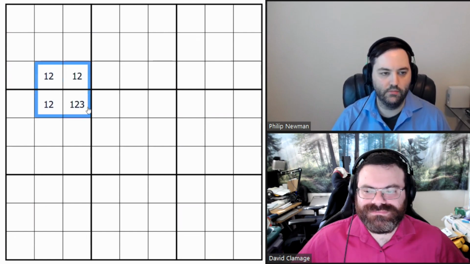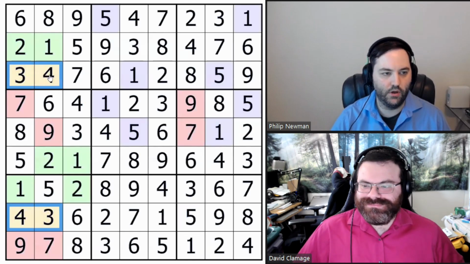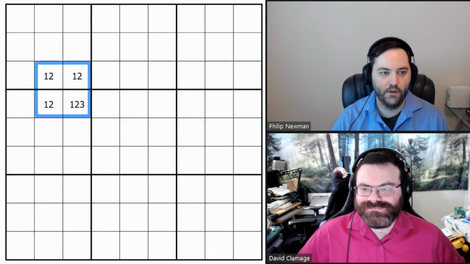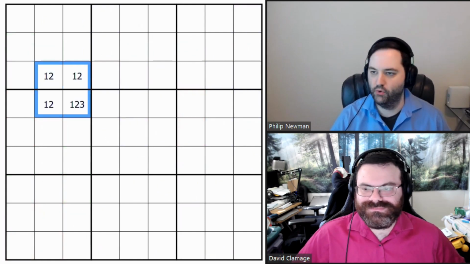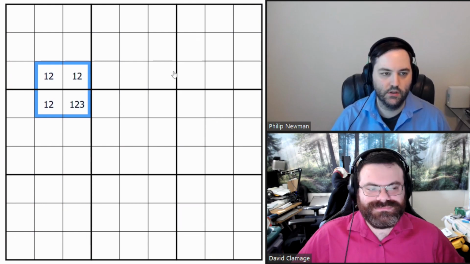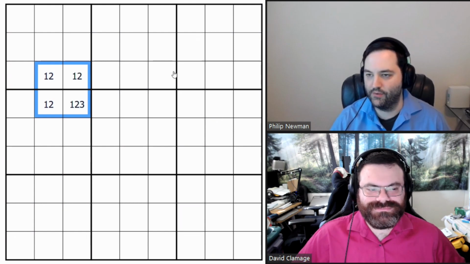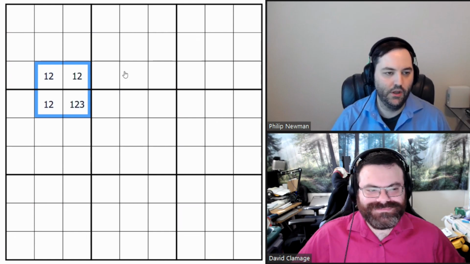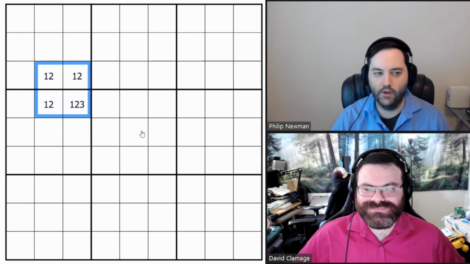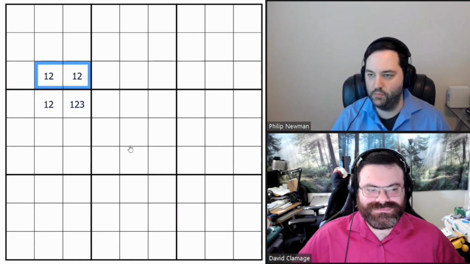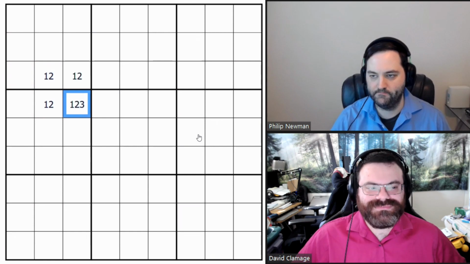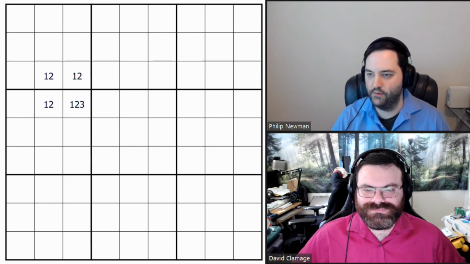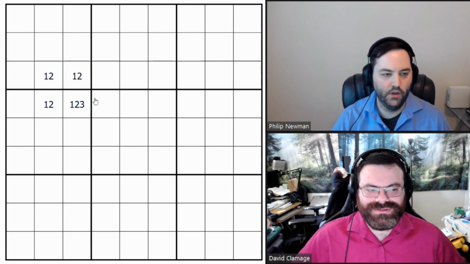So this will look similar to our 3-4 over here. But we have one extra candidate. So we're solving this puzzle. I'm just doing pencil marks today rather than doing a full puzzle. We're solving this puzzle, and we've come to the conclusion that there's a 1-2 pair in this box, and there's a 1-2 pair in this column, and this cell is limited to 1, 2, 3. What do we know about this Sudoku?